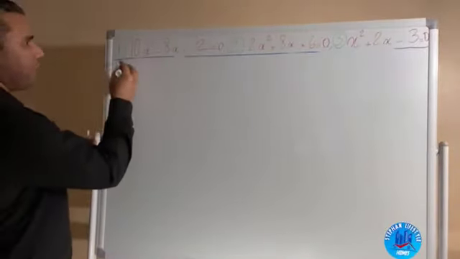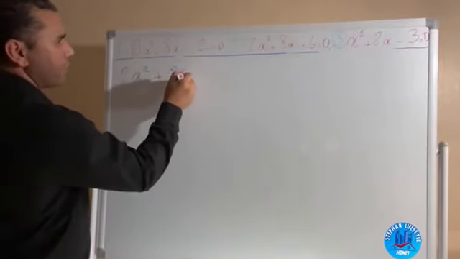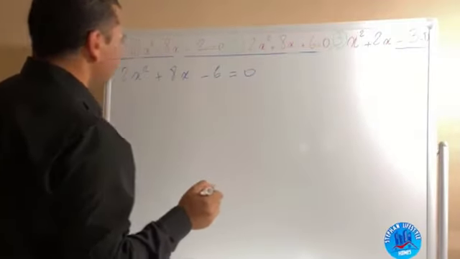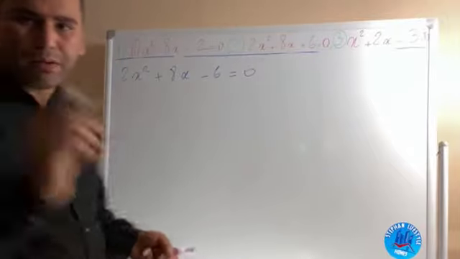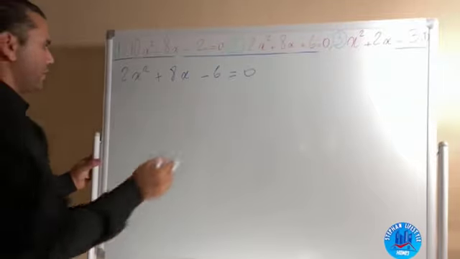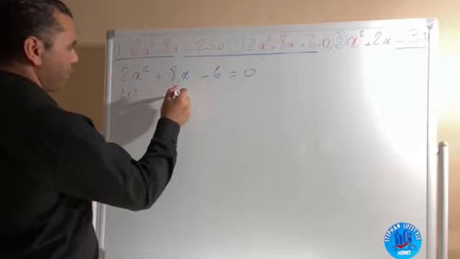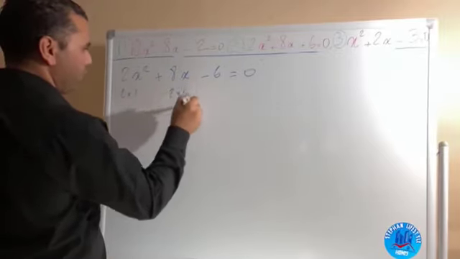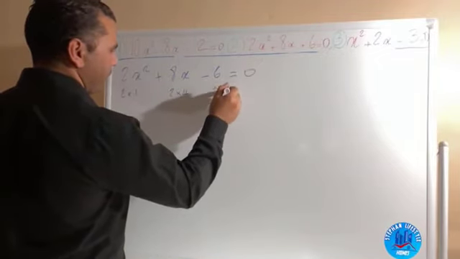For the second one, we have 2x squared plus 8x minus 6 equals 0. If you don't remember the first method, because it's a little bit complicated and you might forget if you don't do it for a long time, we try to see how we can simplify this. We see here it's just 2 times 1, this is 2 times 4, and here it's just 2 times 3.